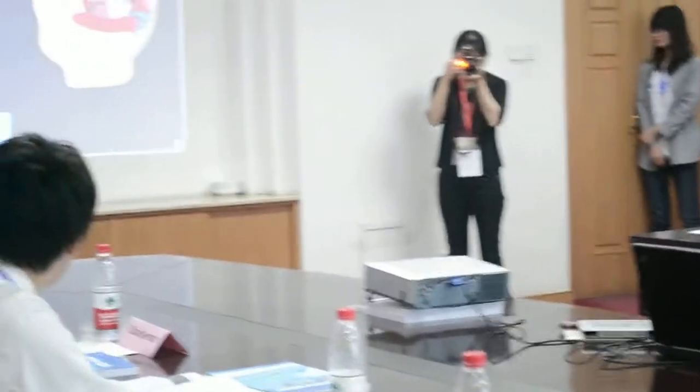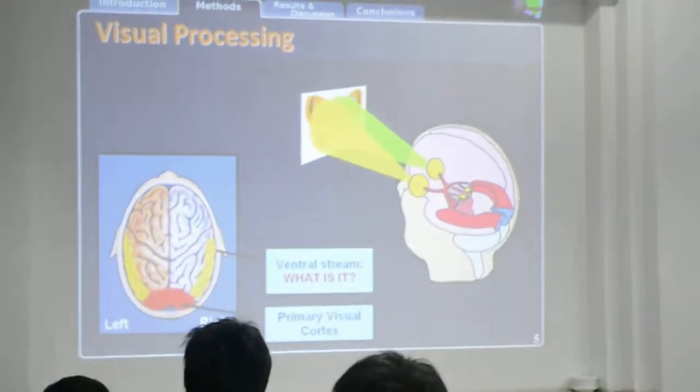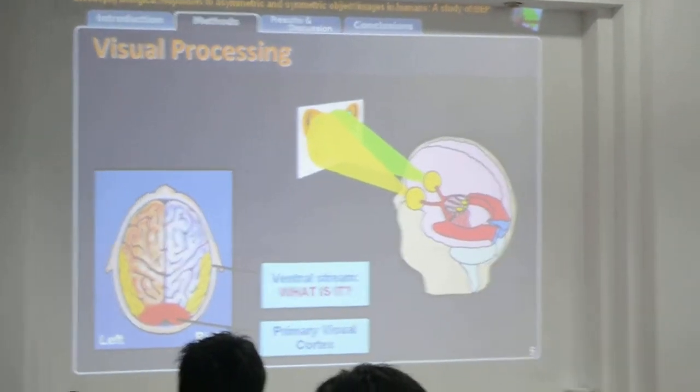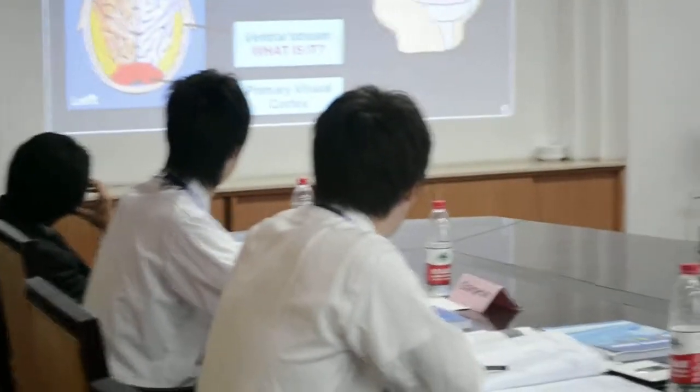From this area, there are two streams involved. The first stream is called the ventral stream, which is mostly responsible for object processing or object recognition. In other words, trying to answer the question of what is the object. The second stream is called the dorsal stream, which is responsible for extracting the information about the position of the object. In other words, where is the object? Usually this is the preparation for motion.